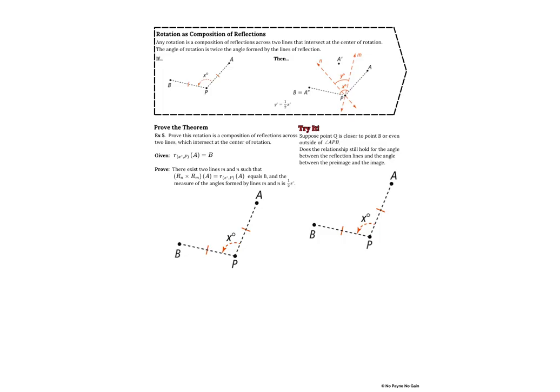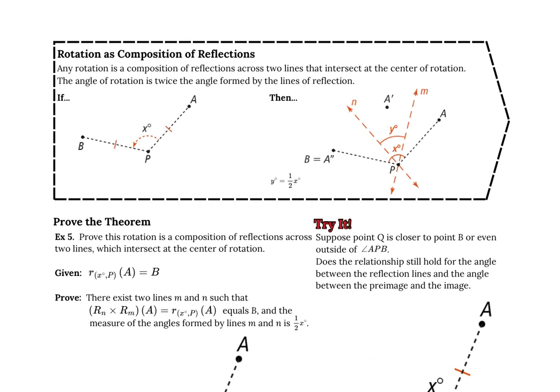Right, rotation as composition of reflections. Okay, any rotation is a composition of reflections across two lines that intersect at the center of the rotation. The angle of rotation is twice the angle formed by the lines of reflection. So here we have our original angle, and we are splitting it with two lines, M and N. And the degree between M and N is half of the entire degree between A and A prime prime.